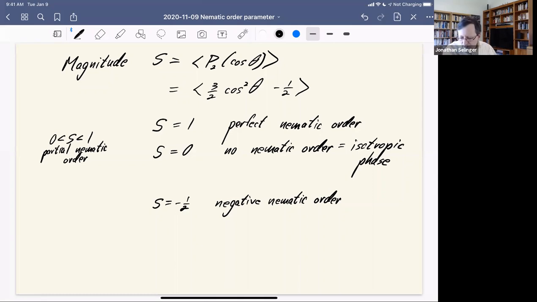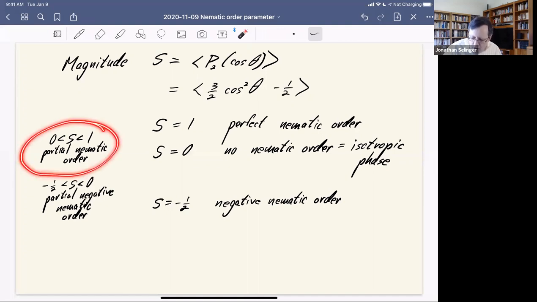So that would still make z a special direction, but a special direction that the molecules avoid. And the range of minus 1/2 up to 0 is like partial negative nematic order. So it's a mathematical possibility, but it doesn't happen very often. Normally, we will have the situation where there's partial nematic order, or S equals 0, where there is no nematic order.